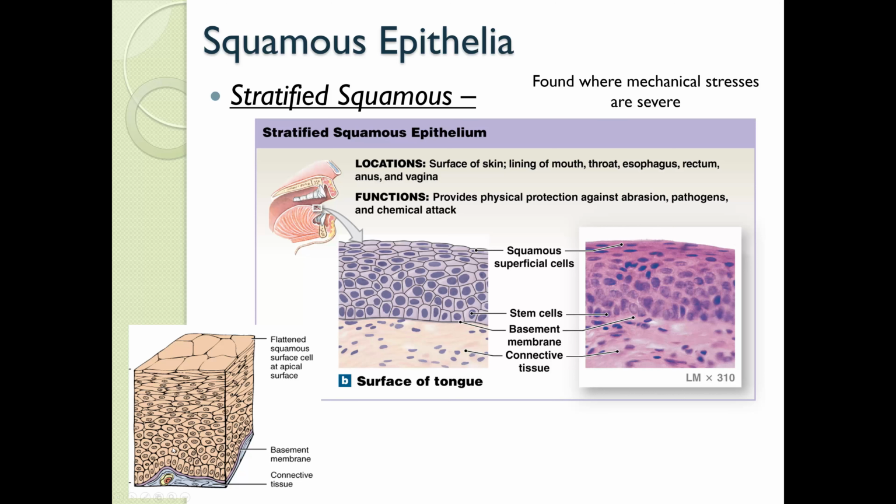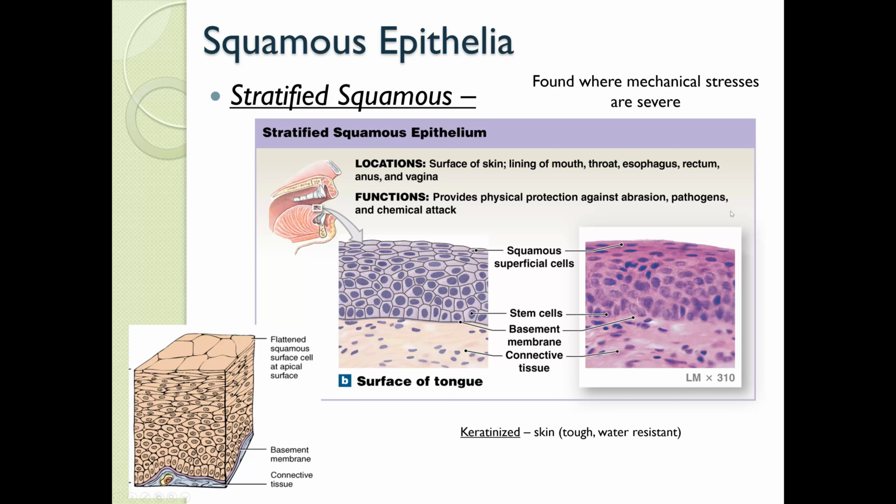Again, when we're identifying this, we are looking at the shape of the cells, at the apical portion of the tissue, or the part that is up against the lumen. This is where you would find the flattened squamous cells. If you look down close to the basement membrane, they're all going to look cuboidal. So you need to make sure that you're looking up at the very apical most portion and not down next to the basement membrane. And again, epithelial tissues sit on top of connective tissue. The functions of stratified squamous, since you find them in areas where mechanical stresses are severe, it shouldn't be surprising that they function to provide physical protection against abrasion, pathogens, and chemical attack.